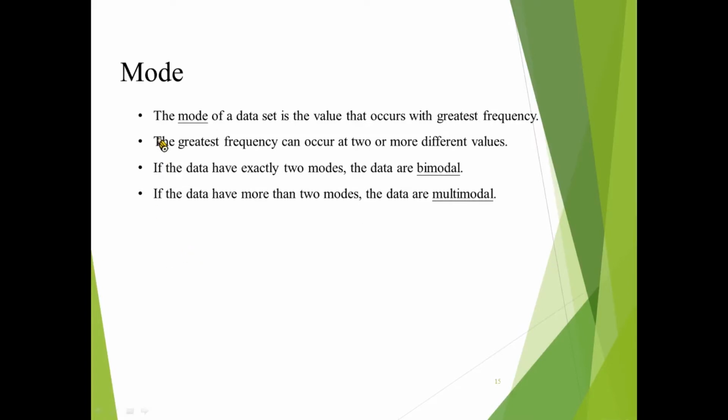Okay, another one is the mode. The mode of a data set is the value that occurs with the greatest frequency, and the greatest frequency can occur at 2 or more different values. Okay, if the data have exactly 2 modes, the data are bimodal. If the data have more than 2 modes, the data are multimodal.